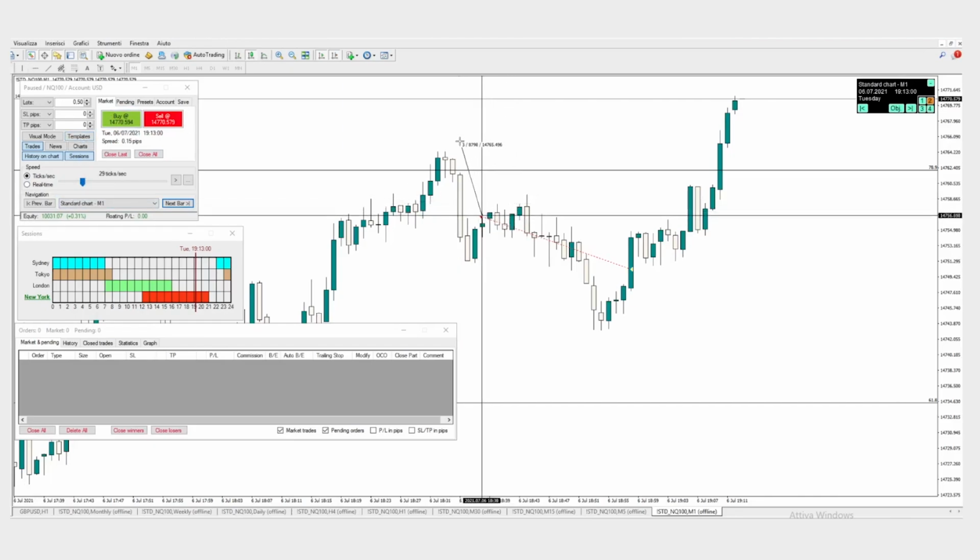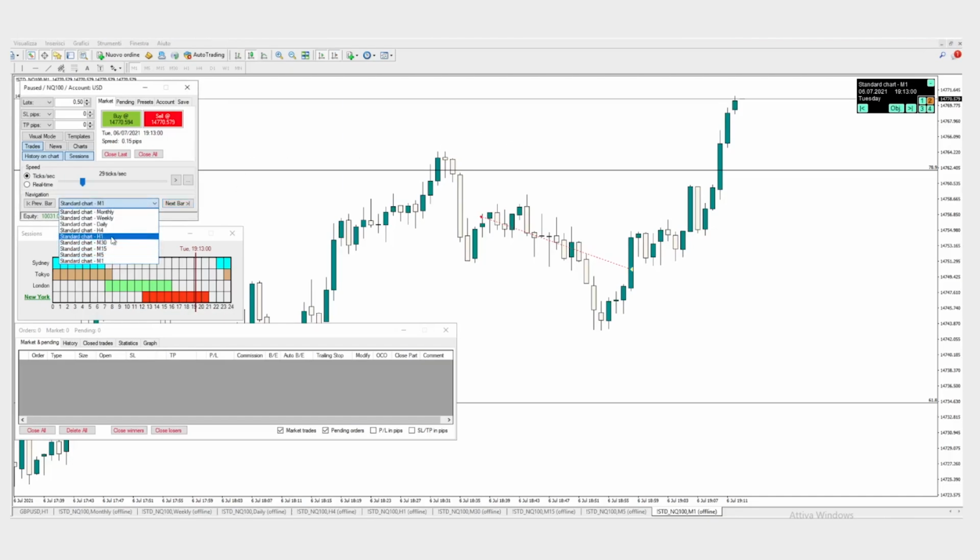Probably this platform isn't the best to scalp, but most important is that you guys understand how to trade with this trading plan. So now we can skip and go on with the next day.